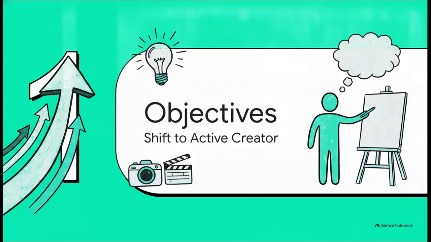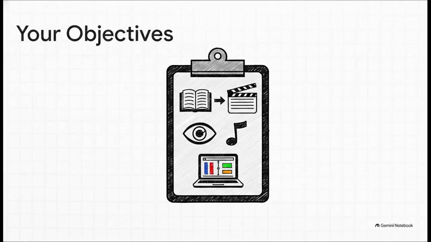Section 1. Objectives. Shifting to an active creator. Our goal today is simple but powerful. We are shifting you from a passive viewer into an active, critical creator. Consider this your ultimate director's checklist. By the end of this explainer, you're going to master 3 distinct skills.